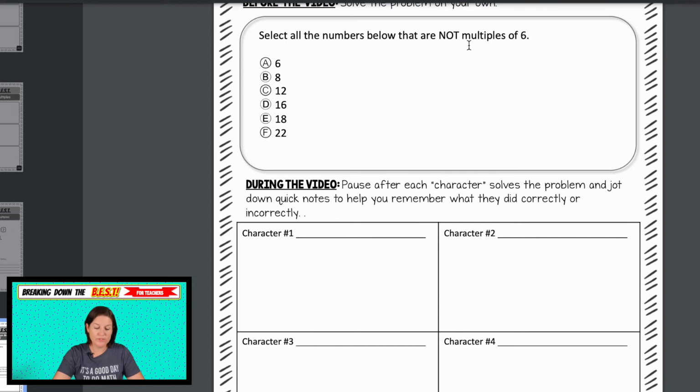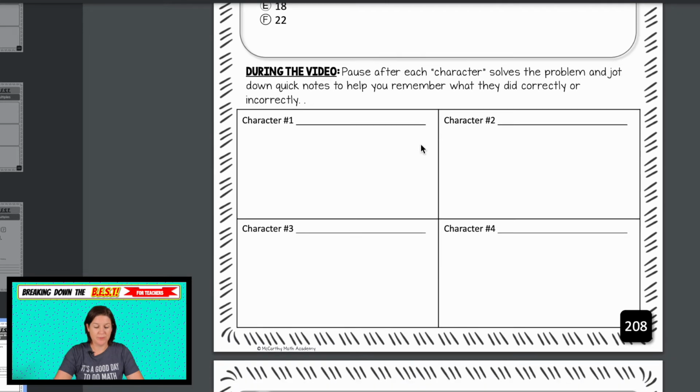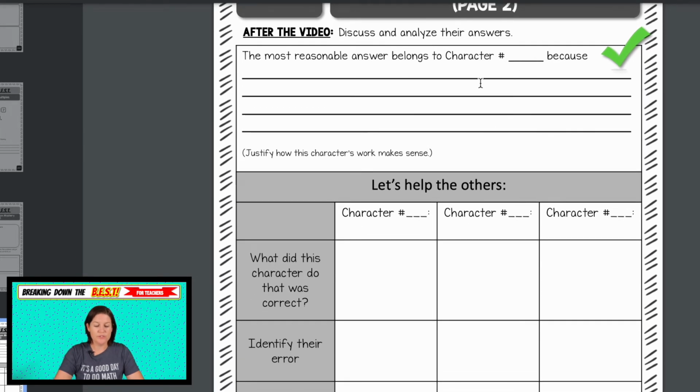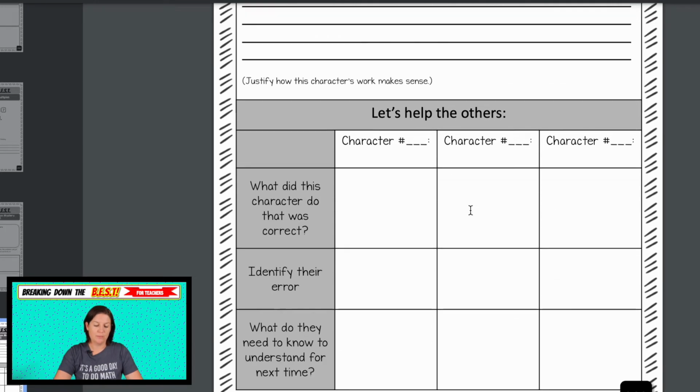So I believe that once one of the characters states that 6 is not a multiple of 6 when it in fact is, that prompts you to have that discussion in the video lesson there. Okay, then you fill out the detective report. Who does the most reasonable answer belong to and why? And then with the others, evaluating their work. What did they do that was correct? What was the error? And what do they need to know for next time? So super fun with those.